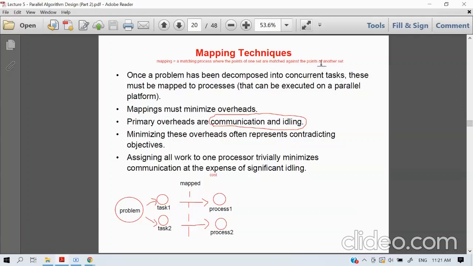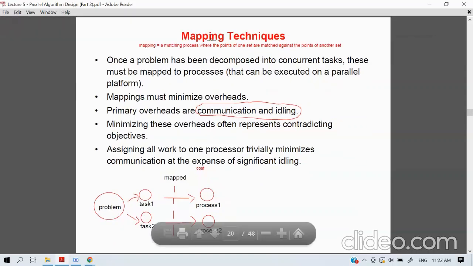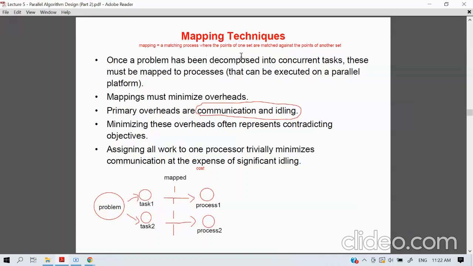So what is a mapping process actually? Mapping is a matching process where the points of one set are matched against the points of another set. If we have the task, and then we need to do another process like copy and paste, that is what we call mapping. Once a problem has been decomposed into concurrent tasks, they must be mapped to processes so that they can be executed on a parallel platform.